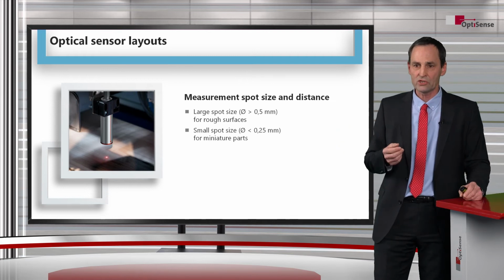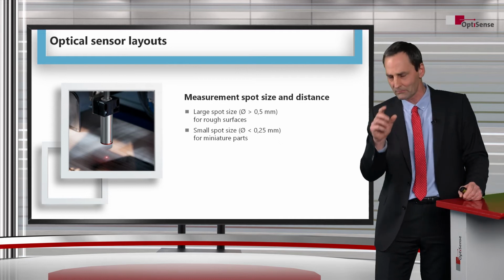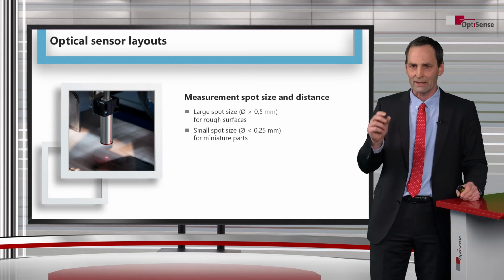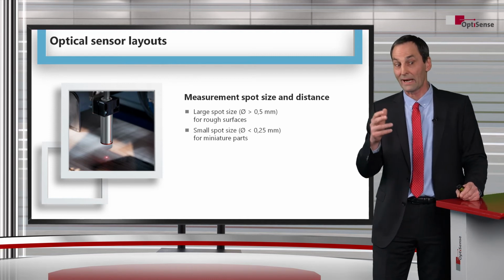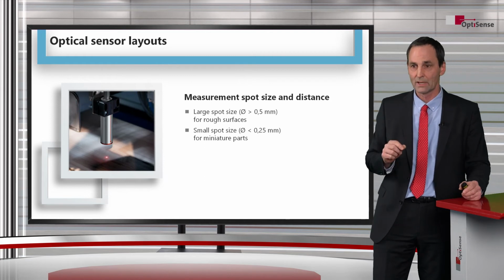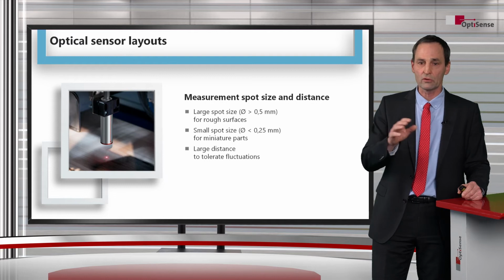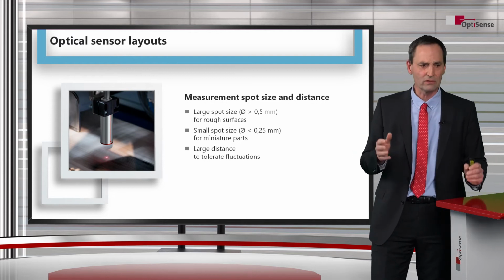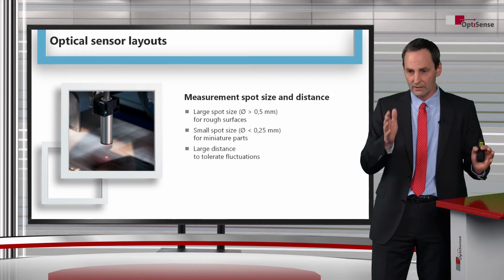Then we have a region for extremely small parts. Just think about coated wires, we still have this task. Then you really go to spot sizes even down to 250 microns in principle. But that means you're very close to it. And then you have another region which is going to very long distances when you try to avoid fluctuations between sensor and the coated part.